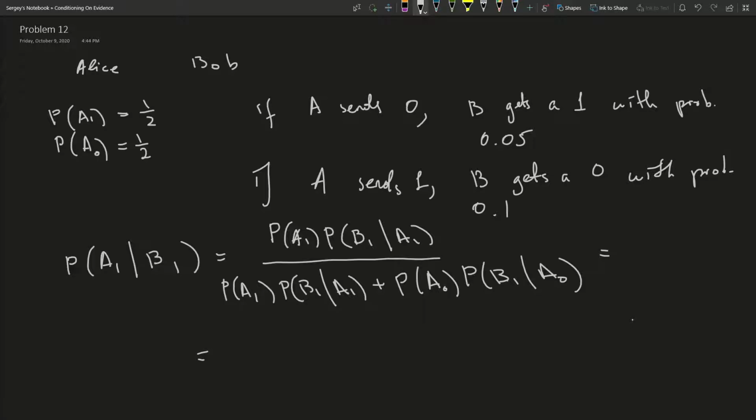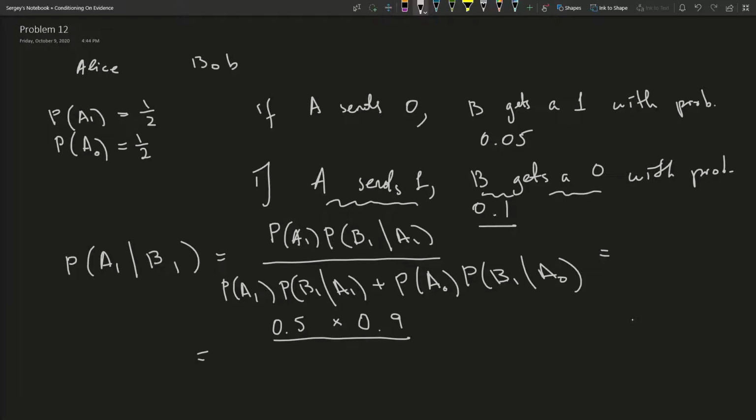The prior probability of Alice sending a 1 bit is 0.5. Now, the probability of Bob correctly receiving the 1 bit is 0.9. How do we know that it's 0.9? Well, because we said if Alice sends 1, then the probability that Bob gets a 0 is 0.1. So then the probability of Bob getting a 1 is 1 minus 0.1, which is 0.9.